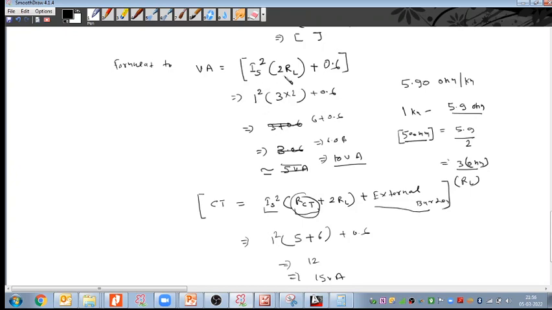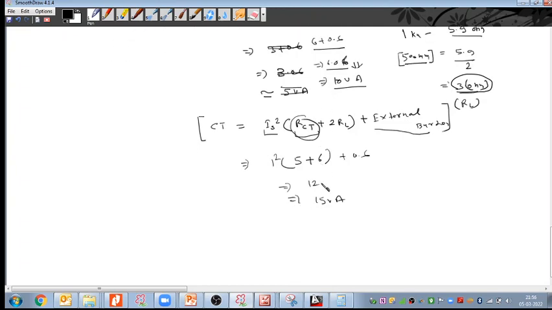I is 2, RL is 3 ohm. So 2 into 3 plus 0.6, 6 plus 0.6, 6.6. So now go to the standard available rating, so we can go with the 10 VA. Right, so there is some fine tuning here because we have not taken the two factor here. That is one reason. Okay, thank you, Rasmita, for pointing out this mistake.